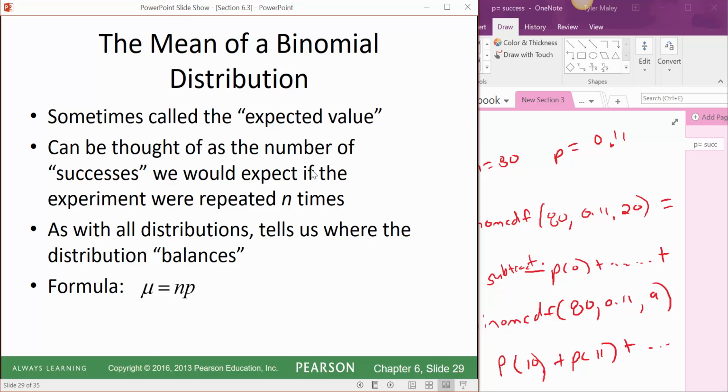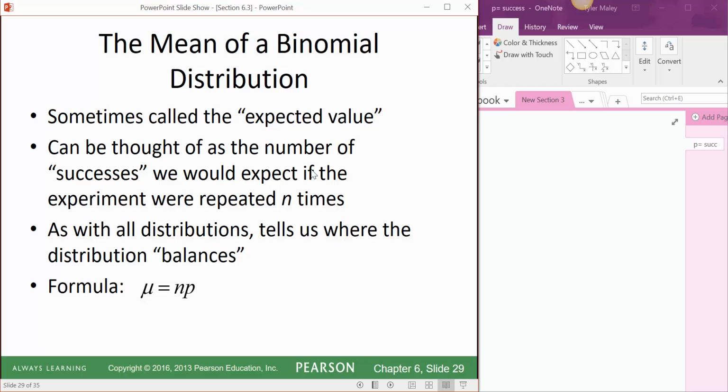So the mean of a binomial distribution is sometimes called the expected value. This can be thought of as the number of successes we would expect if the experiment were repeated n times. As with distributions, this tells us where the distribution balances. The formula to find the mean is n times p, the number of trials times the probability of success.